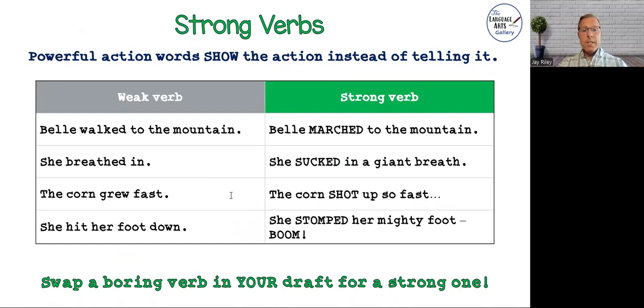And finally, we've got some examples of those strong verbs that we see: marched, sucked, shot, and stomped. So as we're having our students look at their writing, we want them to find those boring verbs like went or did or perhaps said. We want to replace those with strong verbs. Hustled, ran, darted, screamed, shrieked. Those are words that help us to know exactly what the character's doing.